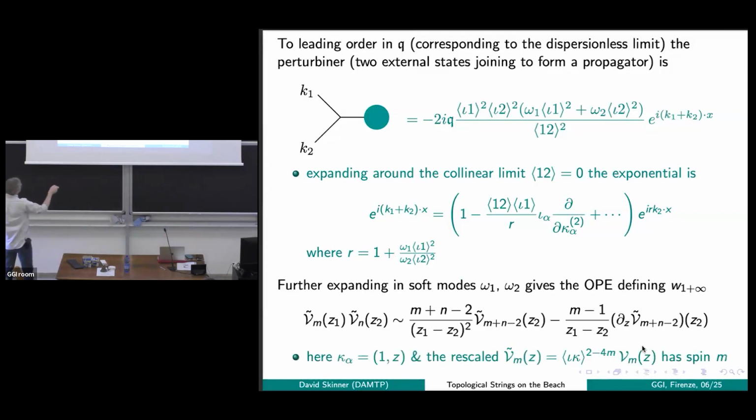Okay, so we just plug this in for the exponential. That reads off the singularity as angle bracket 1, 2 goes to 0, as these two particles become collinear. But we really want a statement in the soft mode, so we should also further expand in powers of omega 1 and omega 2. And if you do that, remember these v twiddles are just some rescaled version of the soft modes of the particle. What you find is they have an OPE which looks like this, where these z's are just local coordinates for the kappas, and they look like this.